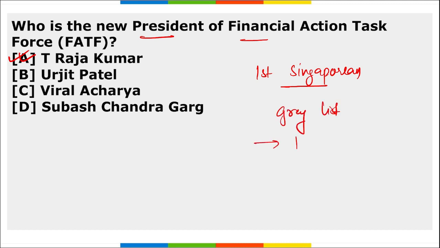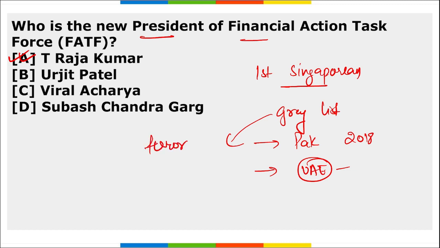So remember, Pakistan is still on the grey list since 2018, and now UAE was also put on the grey list. What is the grey list? It is the list in which all the countries are put that finance terror. And also remember, the first IIT that was developed outside India was also in UAE.